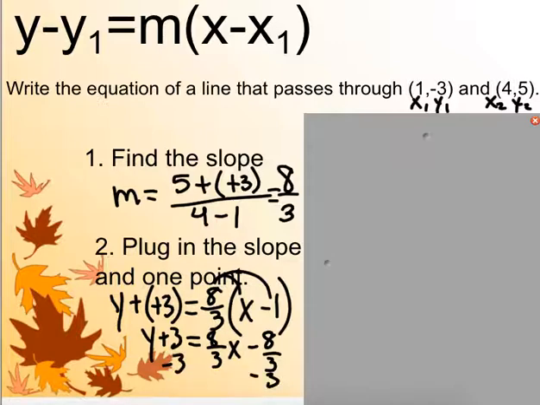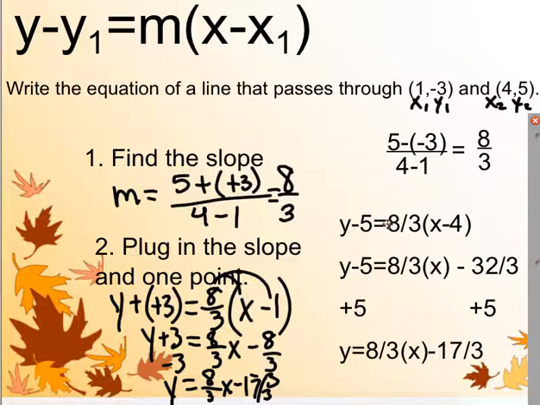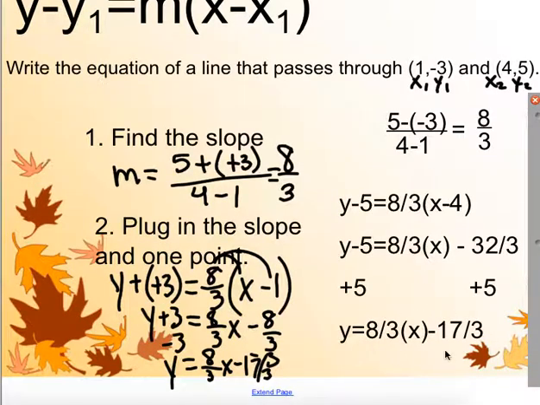But I need common denominators, which means that I have y is equal to 8 thirds x, and my 3 is really 9 over 3, so I have negative 8 over 3 minus 9 over 3, which gives me a negative 17 over 3. Now remember, you could have chosen either of the points, which I believe I have the other point listed here, yep, plugging in (4, 5), yet we still get the same exact equation.